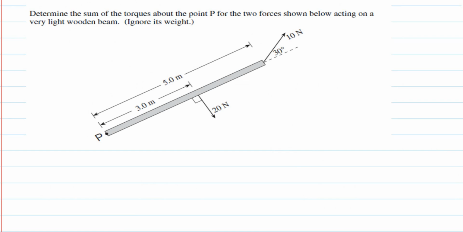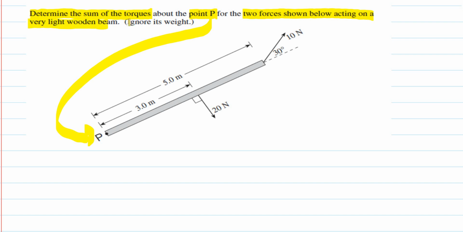Here's a final problem to conclude this video guide. So we want to determine the sum of the torques around the point P, and this point P is like your pivot right there, for the two forces shown below acting on the very light wooden beam, and we need to ignore the weight of the beam.